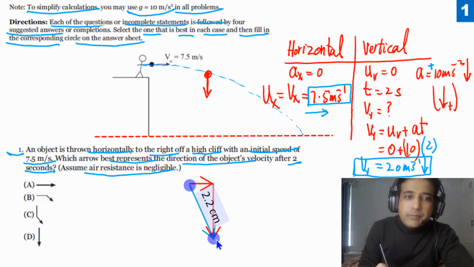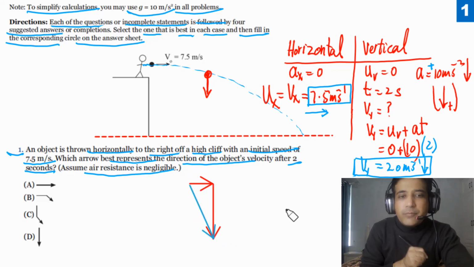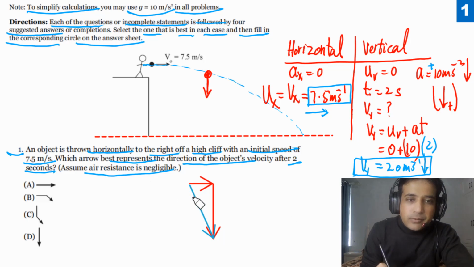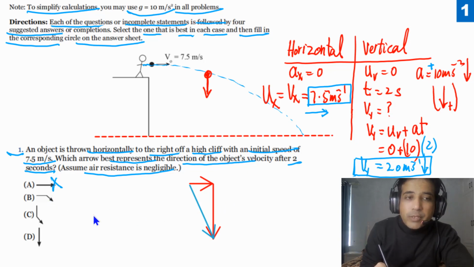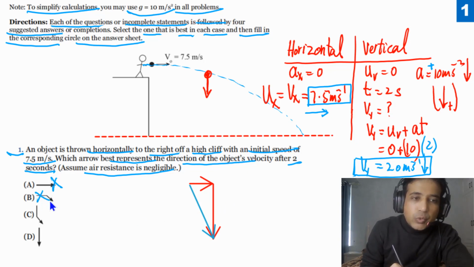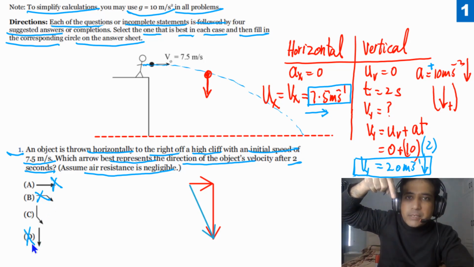Now we need to compare this arrow with the given arrows. If you look at option A, this is 100% not possible, and this option is also not possible because this is around 45, but this is more than 45. So we can also ignore this one. This is also not possible because this is telling you the object's final velocity is vertically down, but the final velocity is not vertically down.